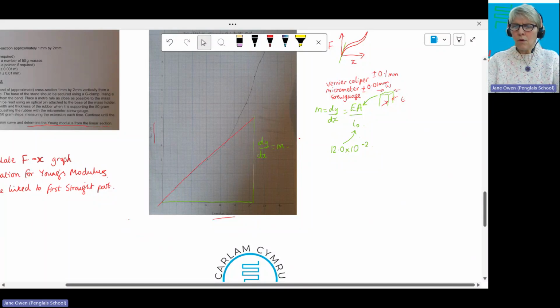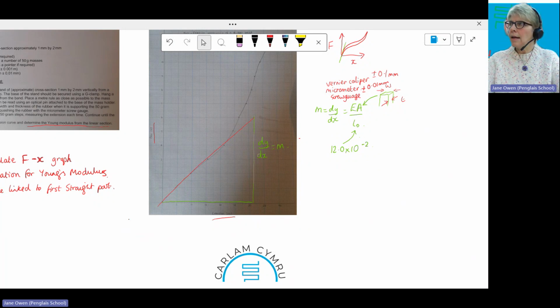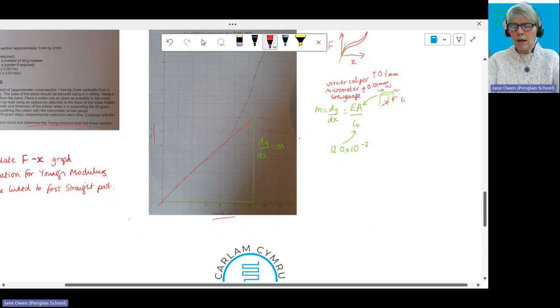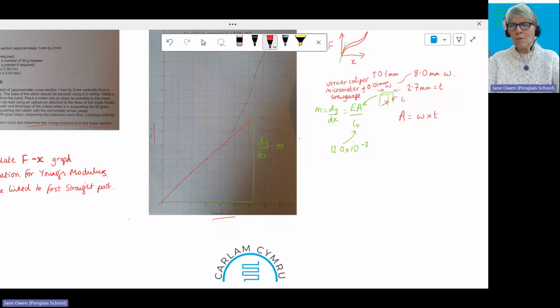So once you've got your thickness and your width, say you used a vernier caliper and it was, say, 2.7 millimeters thickness, and the width was, say, 8.0 millimeters wide, then to work out the cross-sectional area, you do W times T. But you can see there that I have got it all in millimeters, so it's going to be much easier to convert into meters.